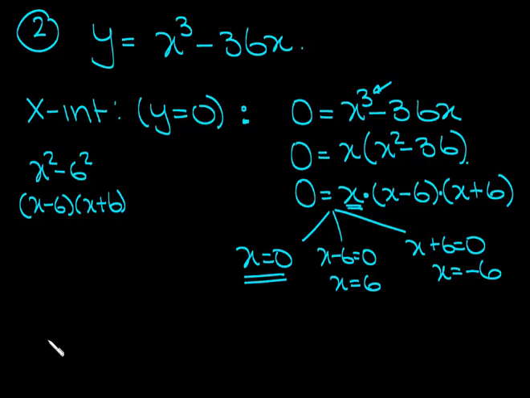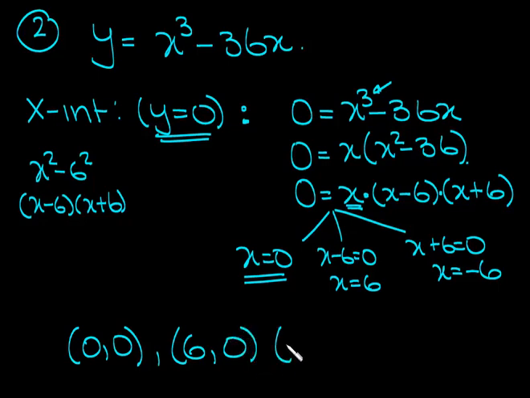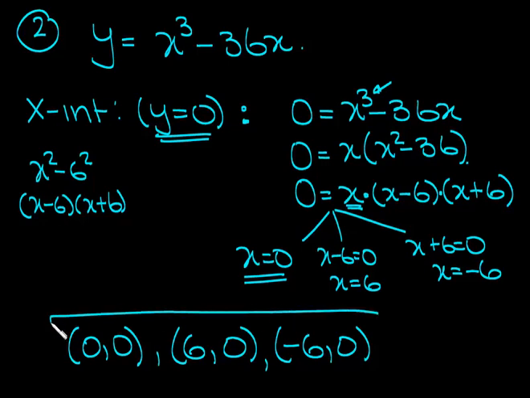So what are my x-intercepts? I got three values of x when y is 0. So I have three x-intercepts. The first one is x is 0, y is 0. The second one is x is 6, y is 0. And the third one is x is minus 6, y is 0. So I had three x-intercepts for this problem. Okay, so you can get multiple x-intercepts.